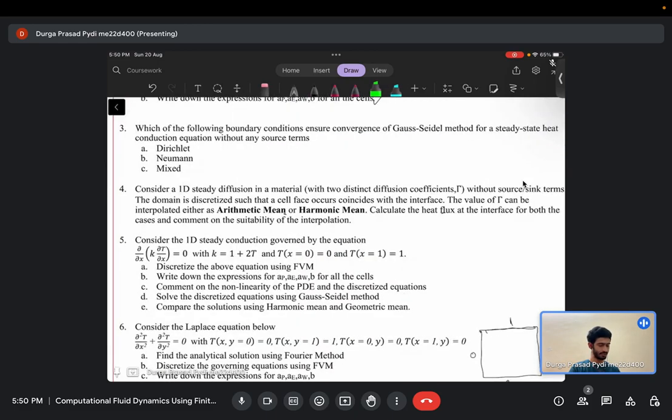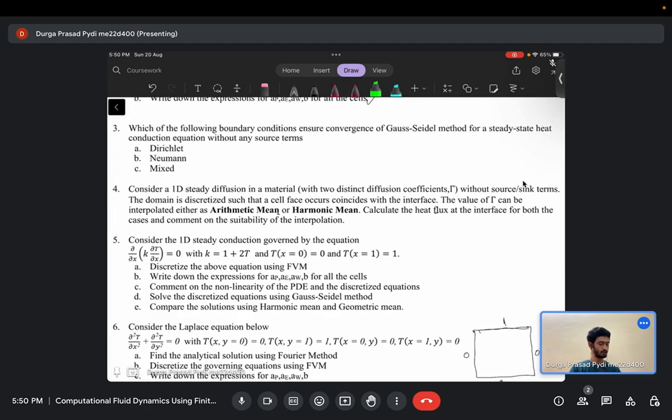So that is to do with the third question. So now let's come to the fourth one. So here we have a 1D steady diffusion in a material with two different diffusion coefficients and without any source or sink. The domain is discretized in such a way that your cell face occurs exactly at the interface between these two materials. So what will you take as the value of gamma at the interface? It can either be the arithmetic or harmonic mean. So how will we go about it? In either of these cases, the question asks you to find the heat flux at the interface.